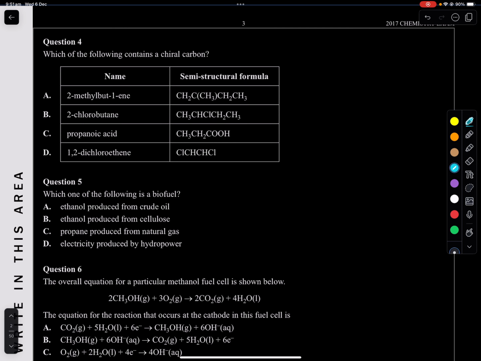Question 4: which of the following contains a chiral carbon? To know what carbon is chiral, this is how the form is. It has to have 4 single bonds, and each side has to have a different atom. For example, if I have chlorine here, hydrogen, bromine, and iodine, can you see how all of these around the carbon are different? This, hence, is chiral because all of the atoms are different. But what if, for example, this was hydrogen?